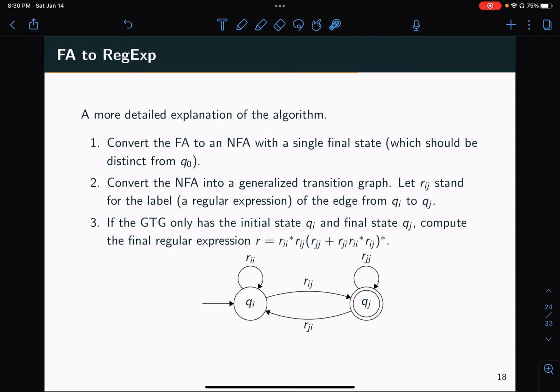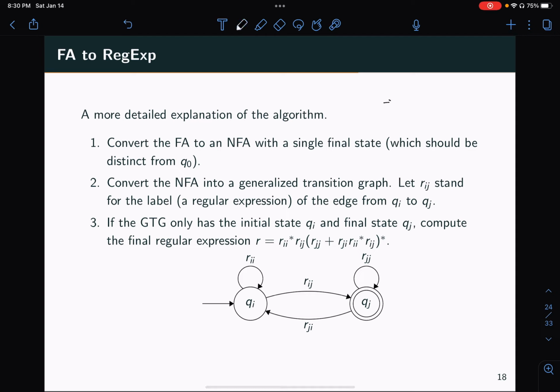Okay, so a more detailed explanation of the algorithm. The first thing you want to do is convert the FA you have to an FA with a single state as the final state. How you can do that: imagine you have a bunch of final states. Well, you can convert these to regular states, so non-accept states, and then create empty string transitions to a final state. Okay, so that's how you can do that.